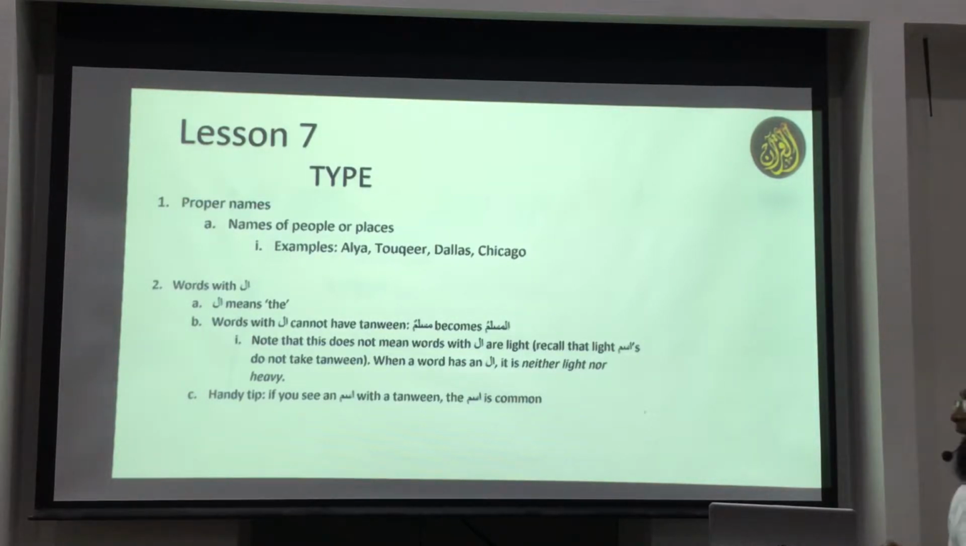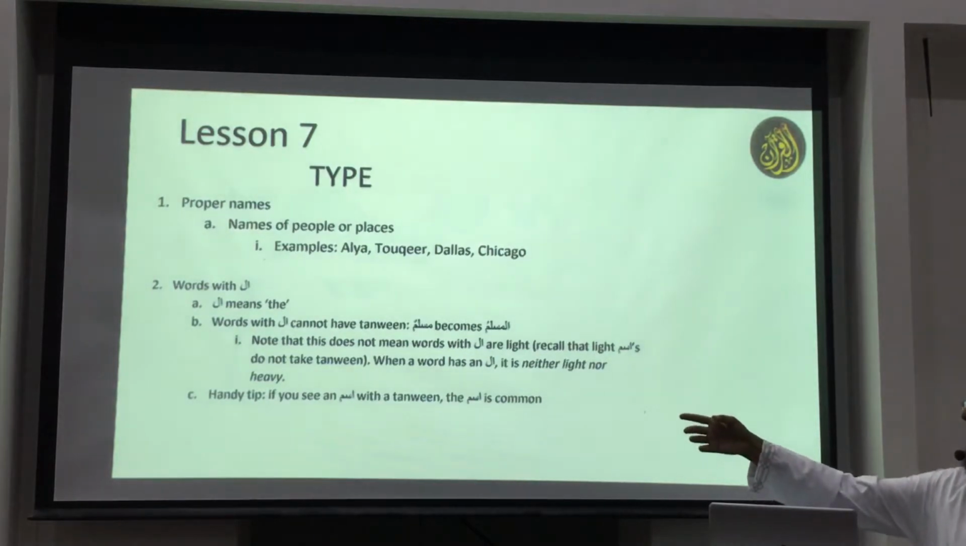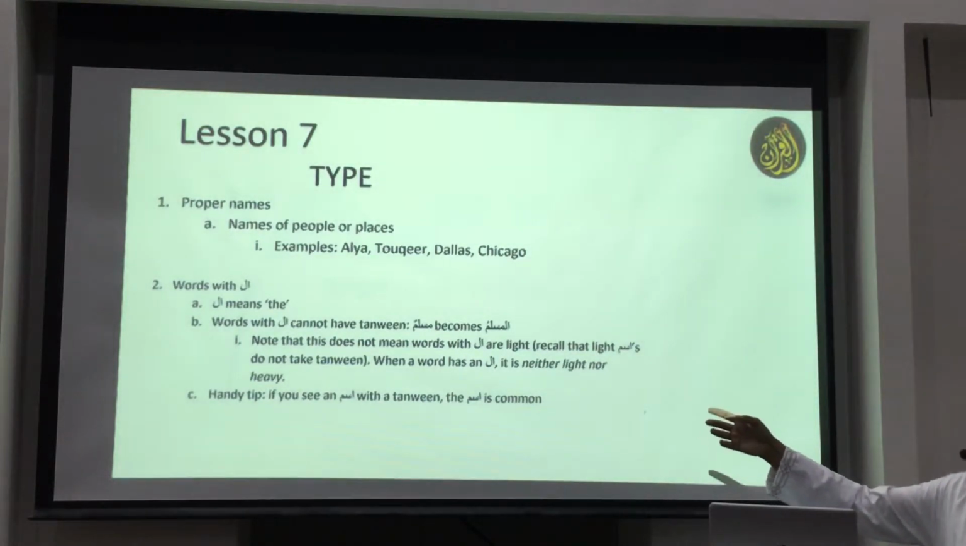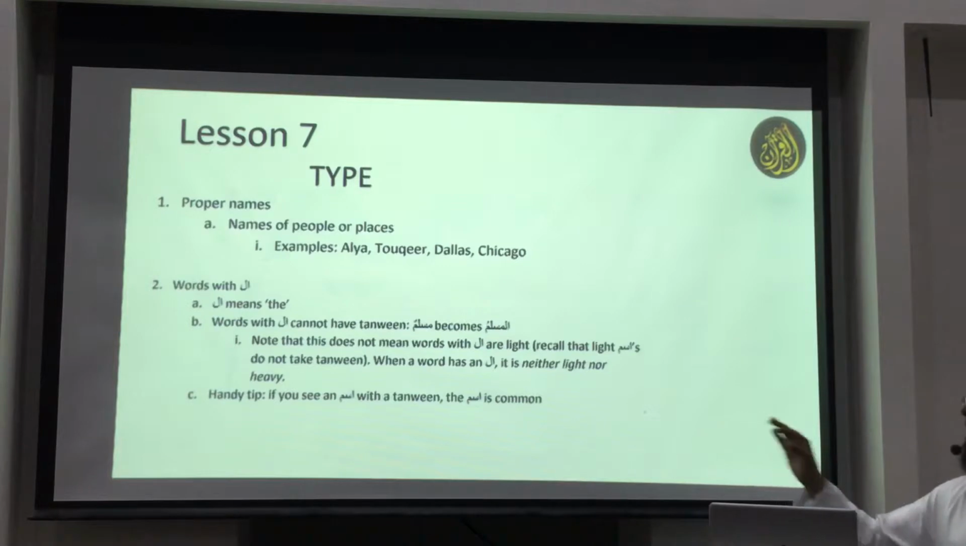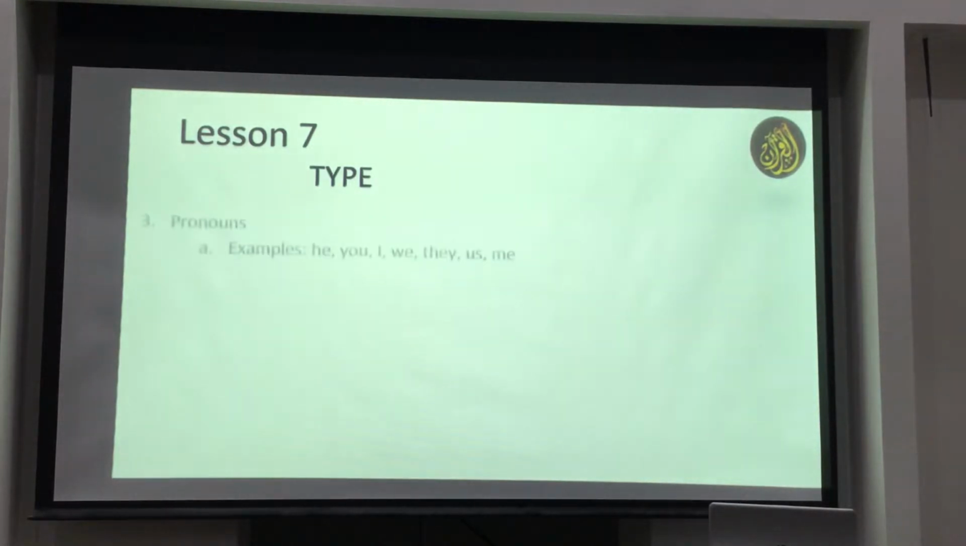The tanween goes away. Okay? And also, if you see an ism with a tanween, the ism is common. That's why the ism is common if you see the tanween at the end. Okay? So these are the two types: proper names, and words with al. So far we did two types. Okay? Let's go to number 3.